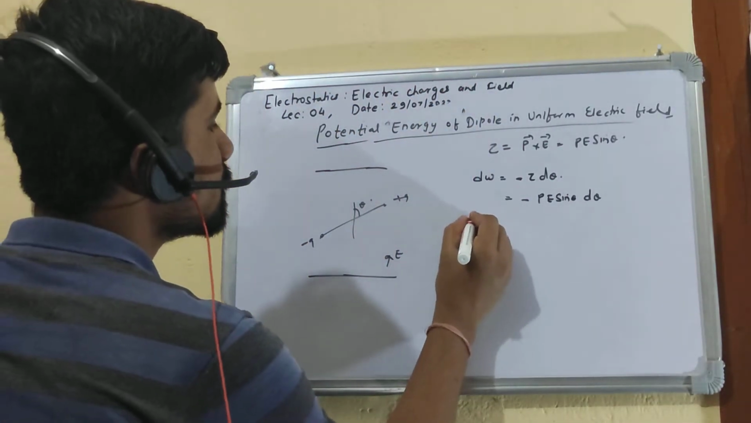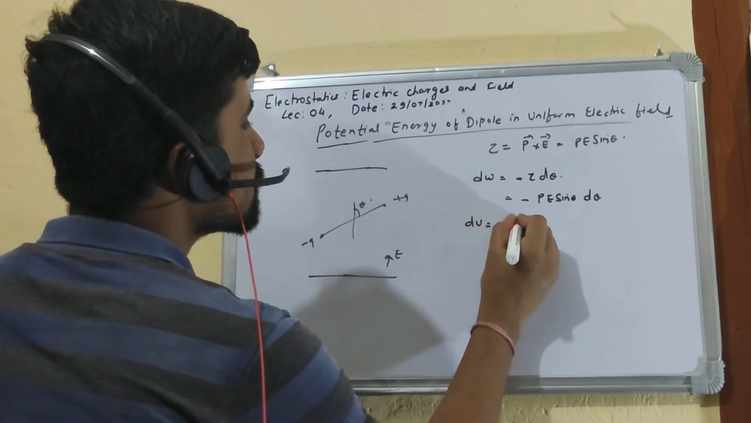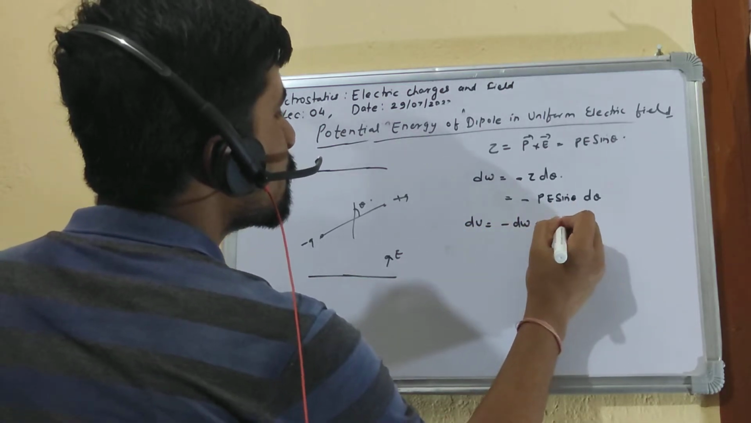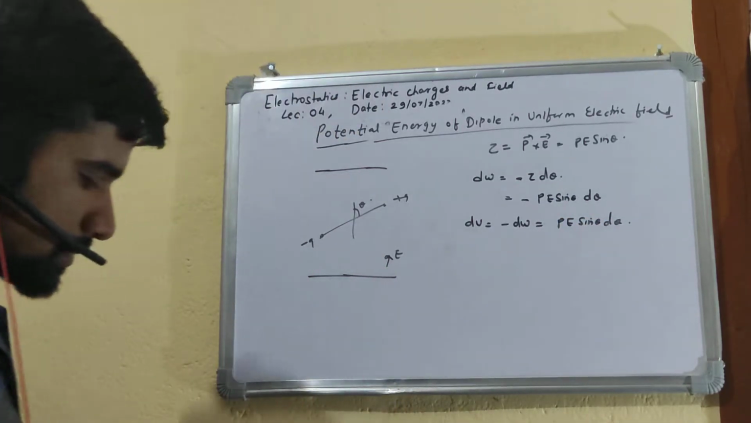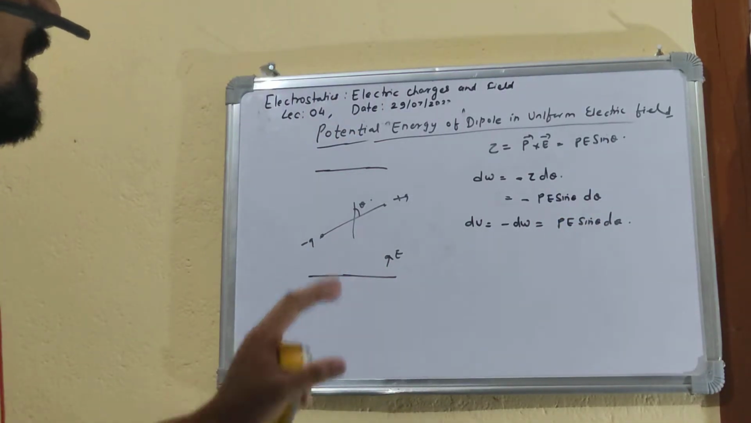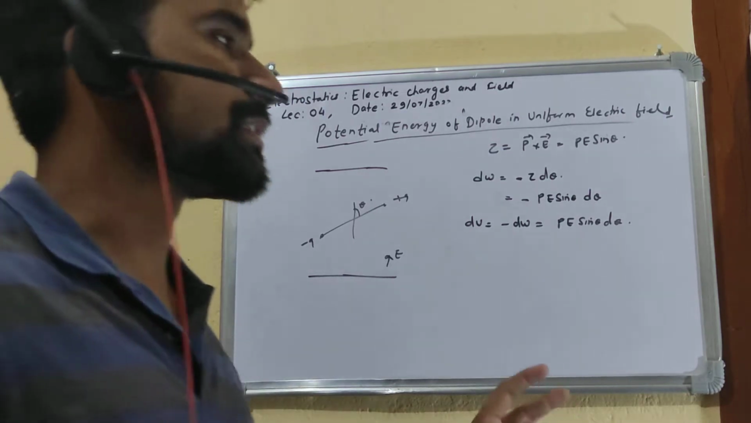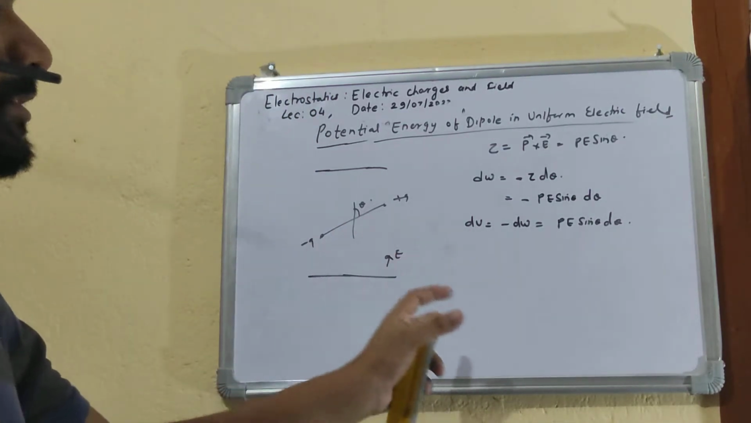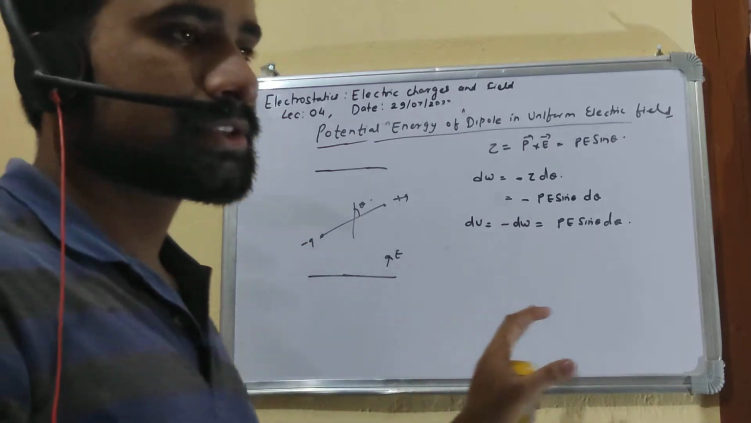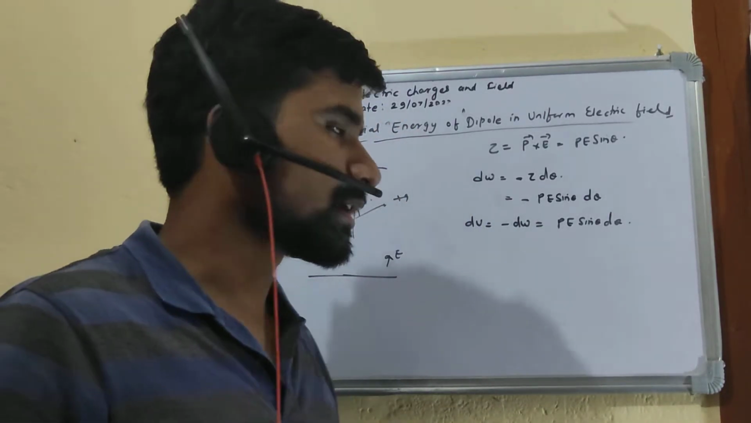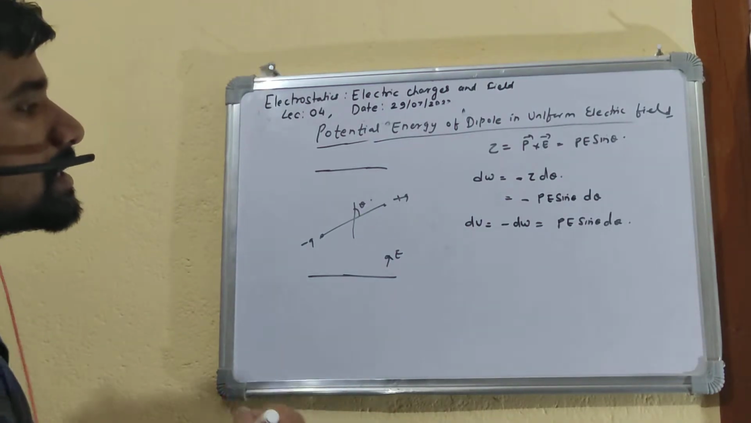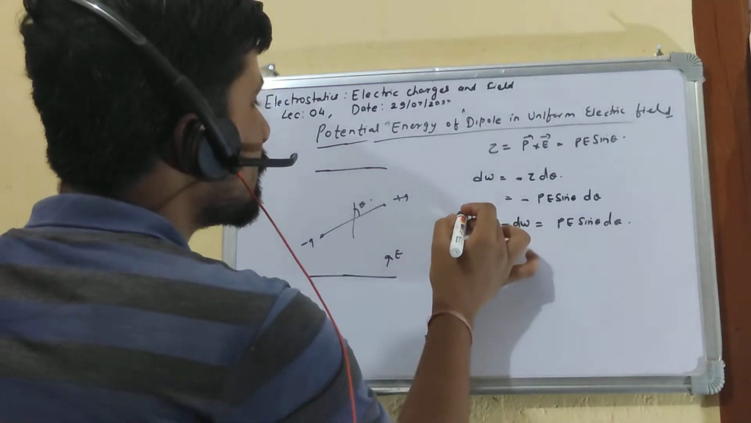Change in potential energy is given by negation of work, which is what? PE sine theta d theta, right? So the net potential energy of this dipole, if I need to calculate, I need to have a reference, right? That at this particular point, potential energy is 0. At this particular point, the potential energy is what I need to calculate, right? So to calculate the net potential energy, I need to integrate it, right?